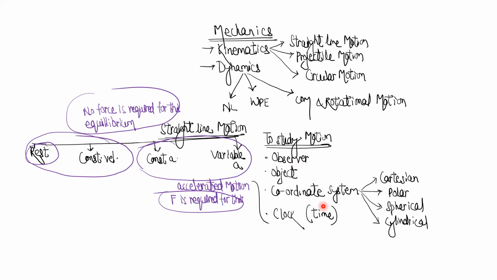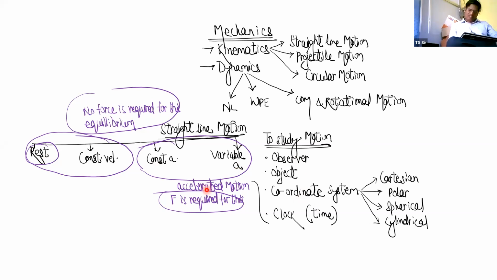We will come to that later when we go to Newton's law. These three things are only called a frame of reference. Anyway, the whole motion topic can be classified into four categories: rest, motion with constant velocity, motion with constant acceleration, and motion with variable acceleration.